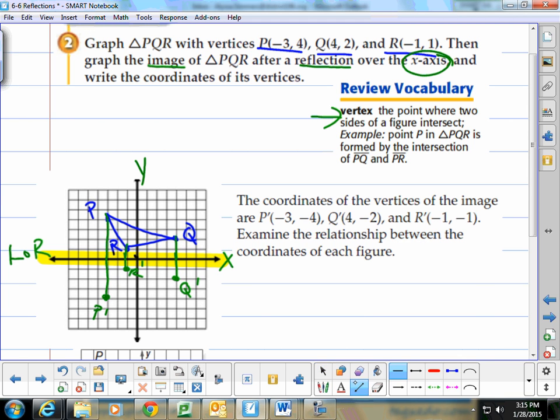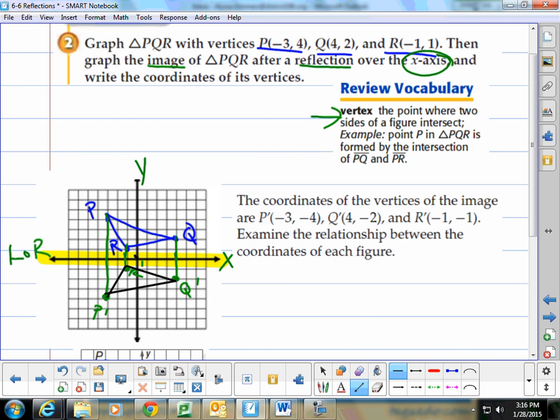And we're going to connect those, making our triangle. Hopefully I didn't mess this up too bad with my bad lines. Notice then we have the same shape. It's congruent, same size and shape, but it's just reflected over the x-axis.